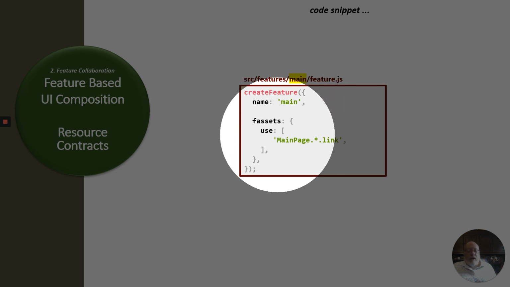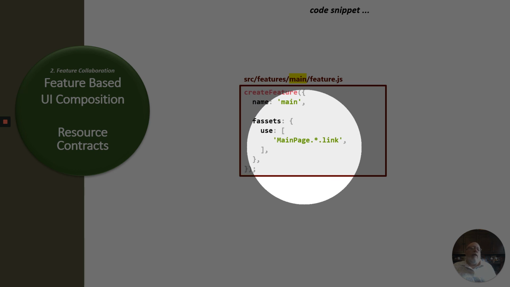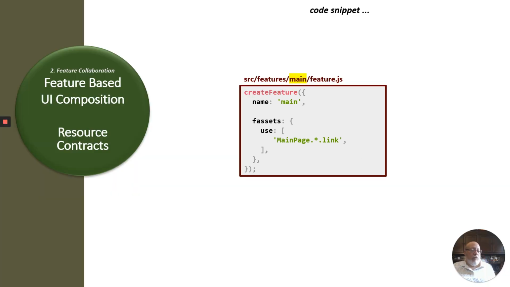And it's defining under usage contract. Here is the usage contract. It's saying I'm planning on using main page.star.link. So there's where the wildcard comes into play. Multiple resources can match this.